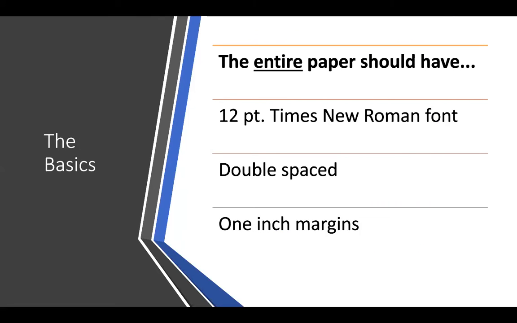So just some basics for your typical MLA paper, unless your professor says otherwise. It should be entirely 12-point Times New Roman font. It should be double spaced and it should have 1-inch margins. Those are just good basics to live by. Of course, some of you might have professors who want something else, and in that case, do what your professor says. But if in doubt, go with this.